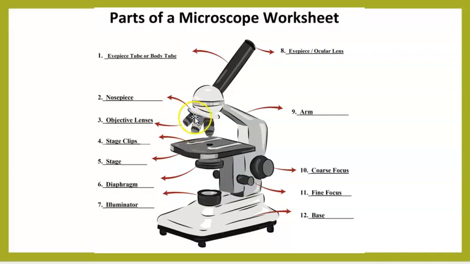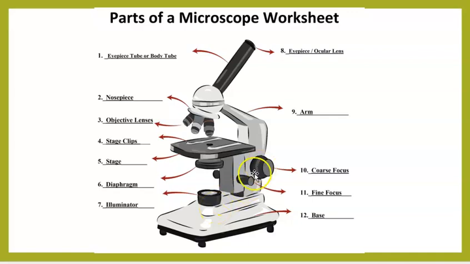Okay, so this is the nose piece, which is not very important, but you should know the basic parts. This is the arm. This is the stage where you put your slides, you clip them with the stage clip so that the slide doesn't move when you are observing the specimen. Just below the slide you have something called the diaphragm. The diaphragm controls the amount of light entering your specimen. And where does the light come from? It comes from something called an illuminator or a light source.